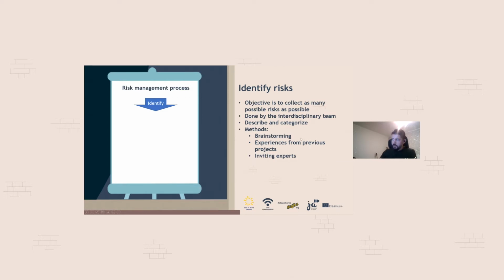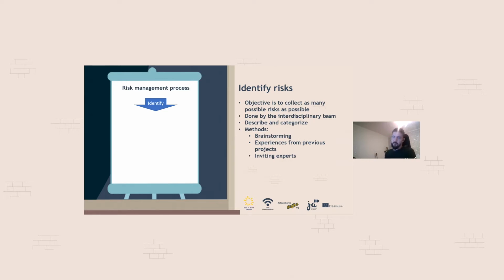There are several methods how to do it. It can be brainstorming, where you sit down and think through all the steps, what will happen during your project, all the phases, all the work packages, anything. If the deliverables or the results could be threatened, then you need to imagine the situation, how they could be threatened, and write everything down.